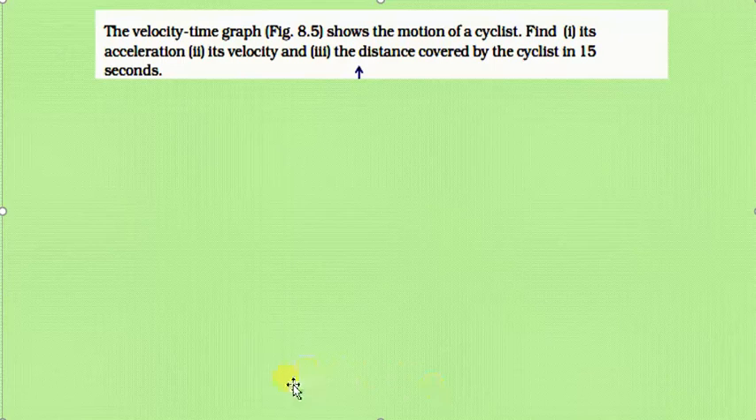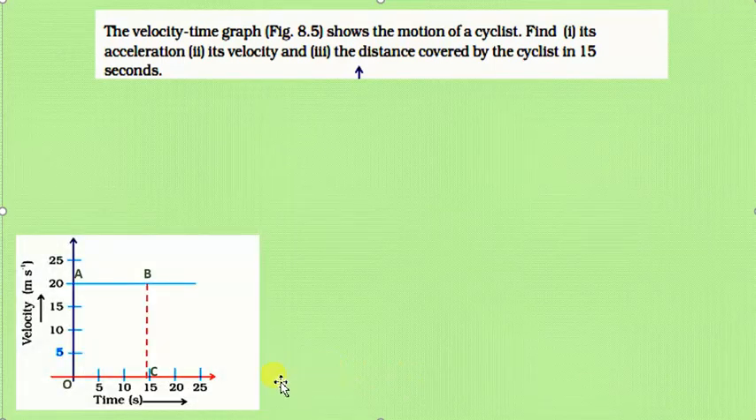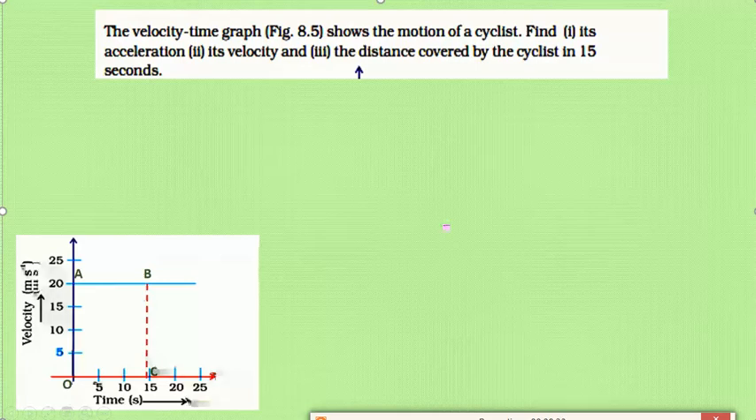The velocity time graph shows the motion of a cyclist. Find its acceleration, velocity and distance. So it is just the sum up of all the questions that we have done today. Here the velocity time graph is shown and the graph is a straight line parallel to the time axis. So it is showing uniform velocity, means slope is 0. That means acceleration will be 0. So the first answer will be acceleration 0. Then velocity, it is uniform, it will be 20.